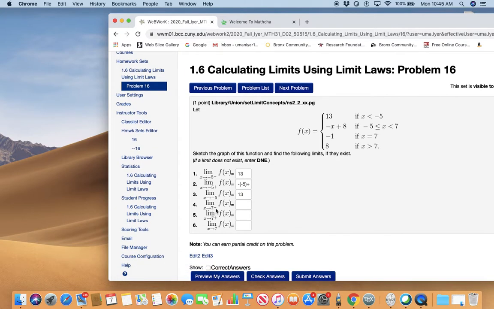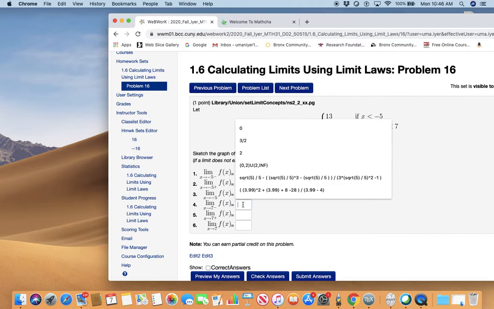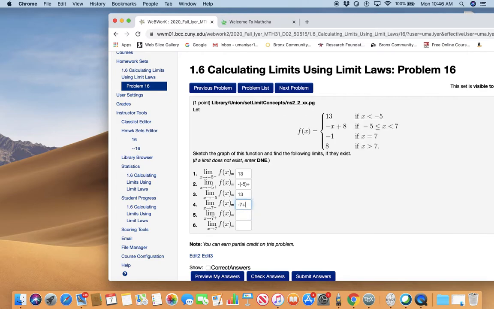x approaching 7 from the negative side. At x equal to 7, the value is negative 1. But to the left of 7, that's the rule. So I'm going to plug in 7 in this rule. Negative 7 plus 8. We know that's positive 1. x approaches 7 from the right, so greater than 7. So that's this case. That's an 8. Okay? So I hope this is clear.